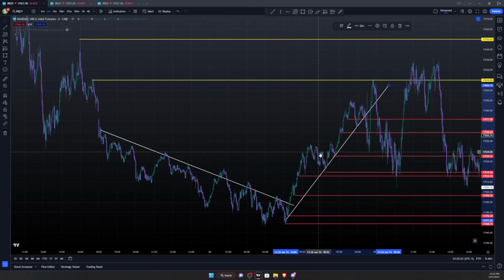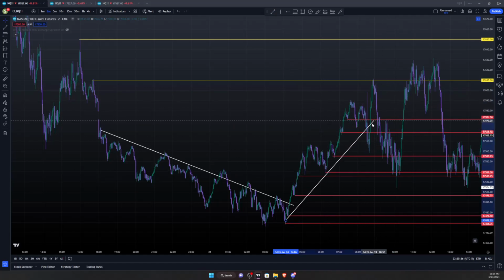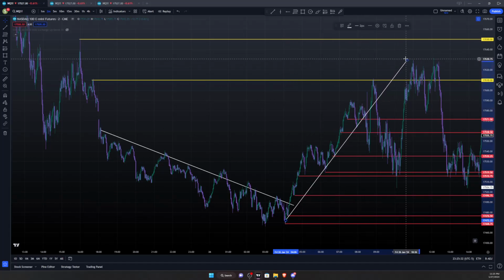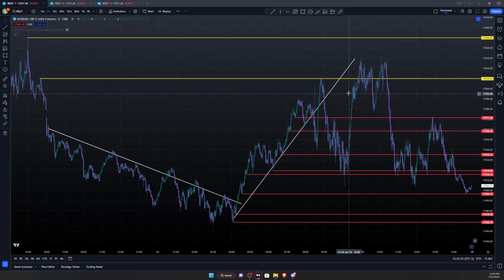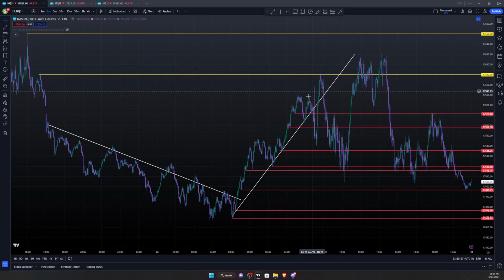Once I see this pullback and this higher low print, I will extend my trend line from here to here, okay? And then just extend. That's it. There's no secret to this. Once this channel breaks, I'm expecting a pullback to the Fibonacci zone.